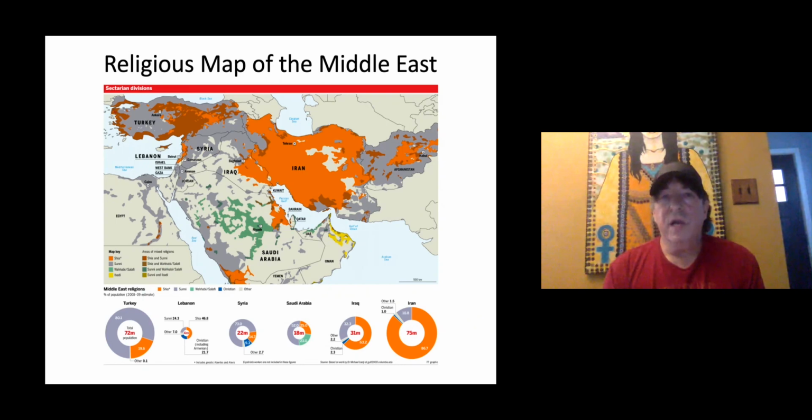A major source of conflict in the Middle East is the split between the two major branches of Islam, Shia and Sunni. And even within those branches, there's a great deal of diversity and sometimes conflict. So we can see here basically that Sunni Islam represents about 85% of all Muslims in the world, and Shia about 15%.